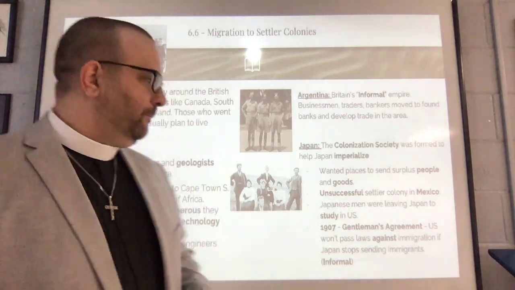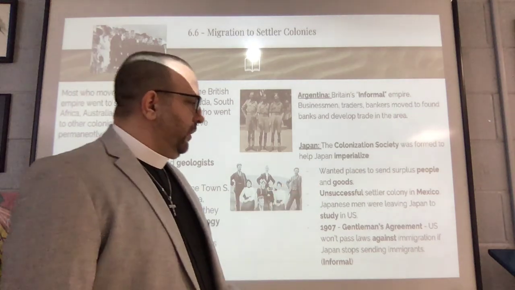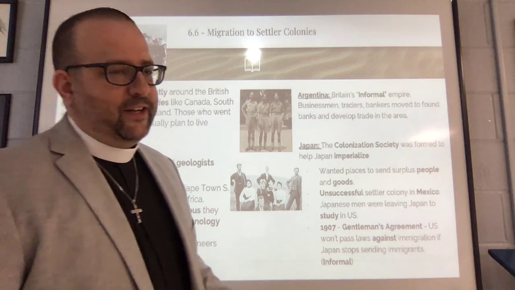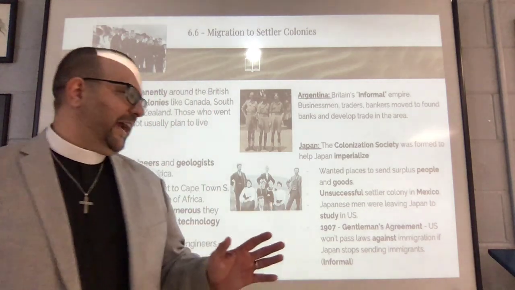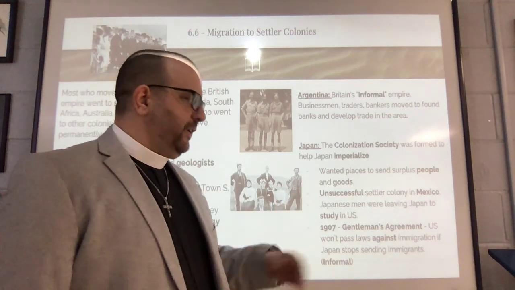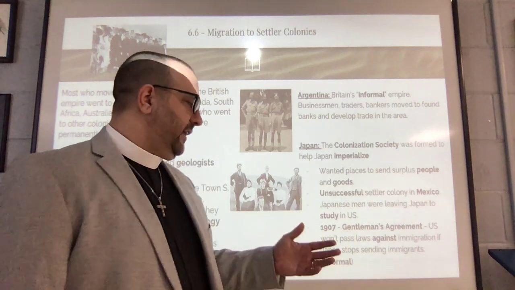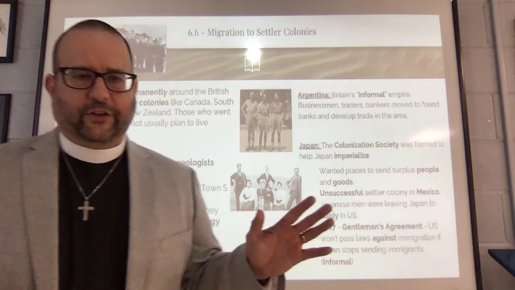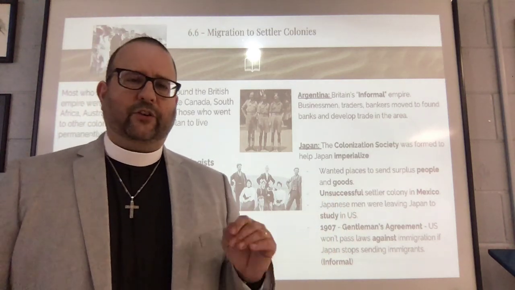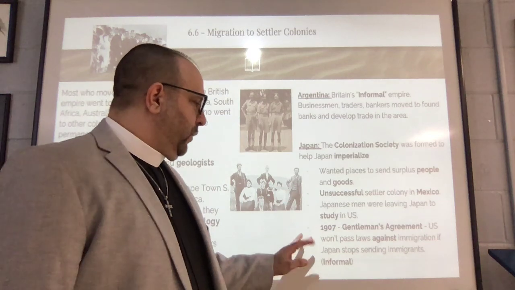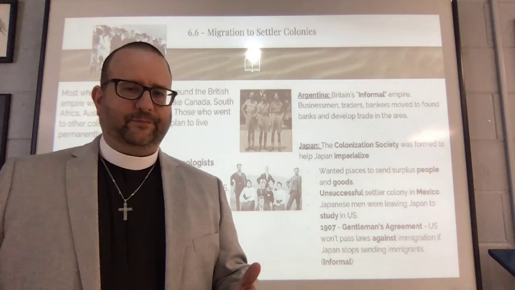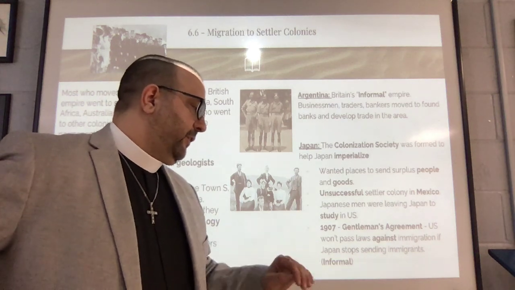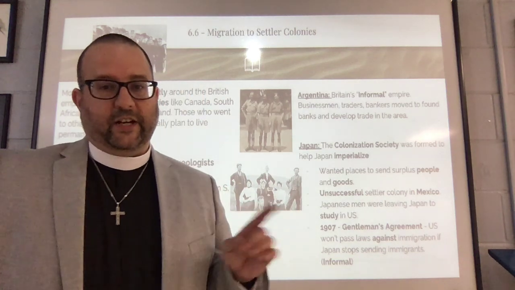So good for them. So the Japanese wanted places to send surplus people and goods. They tried out a settler colony in Mexico. That didn't work out. Japanese men are leaving Japan to go to the United States to study. And in 1907, and this is one of those U.S. history things, you'll see this in your U.S. history class because it's probably on their state test, an agreement known as the Gentleman's Agreement was where the United States said that they would not pass laws against immigration as long as Japan stopped sending immigrants.